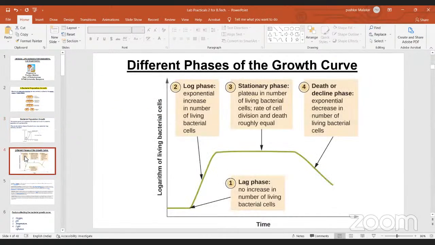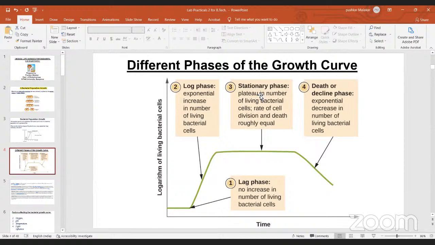The four distinct phases of the growth curve of the bacterial cells, namely lag, log, stationary, and death phase, are as follows. In the lag phase, there is no increase in the number of living bacterial cells. The cells can survive that phase, but there is no increase in their number. In the log or exponential growth phase, there is an exponential increase in the number of living bacterial cells.